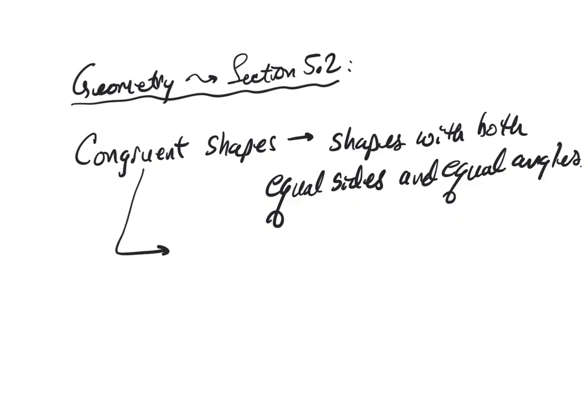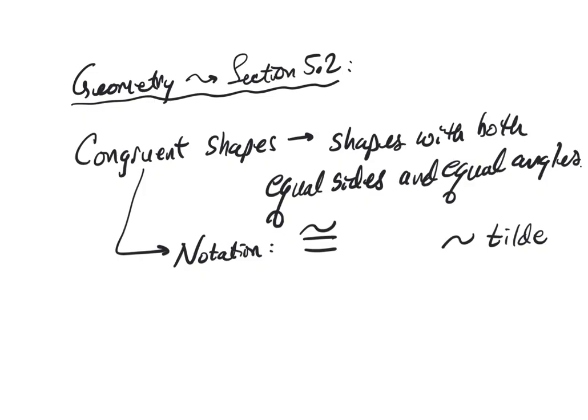We have some notation that goes along with congruent shapes, and the symbol that we use for congruent is an equal sign with a wavy line on the top. That wavy line is called a tilde, if anybody's interested. That single wavy line is called a tilde. I'm pretty sure I spelled that correctly. But when we put that together with an equal sign, we create the symbol for congruent.